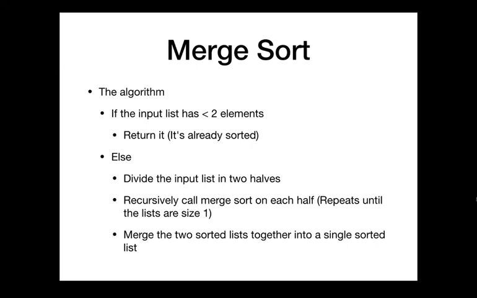So merge sort, the algorithm, can fit in a slide. If the input is less than 2 elements, just return it. There's no work to be done. This is what we call the base case of our recursion. And then if it's not the base case, we hit our recursive case: divide the input list in 2 halves, and sort each half using merge sort itself. So use the algorithm that we're currently writing to sort these, and then merge the 2 sorted lists together into a single sorted list, and then return that list with those elements in it.